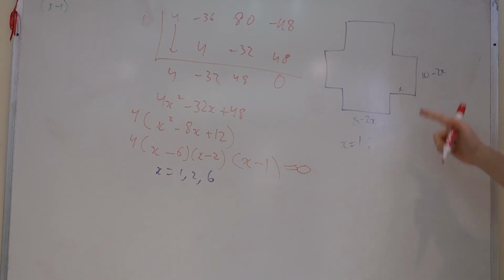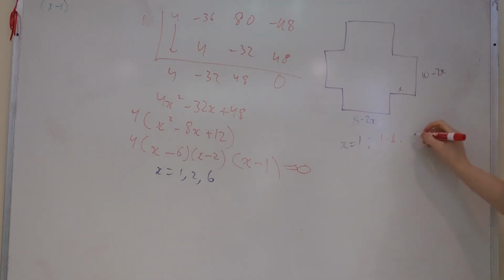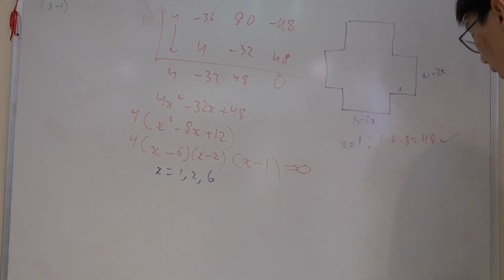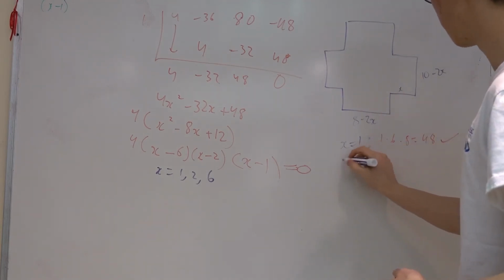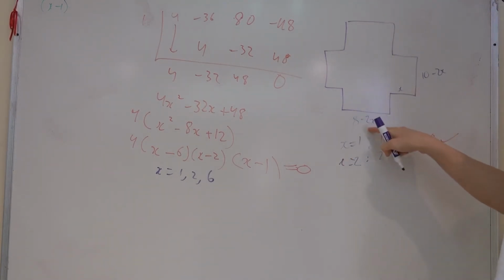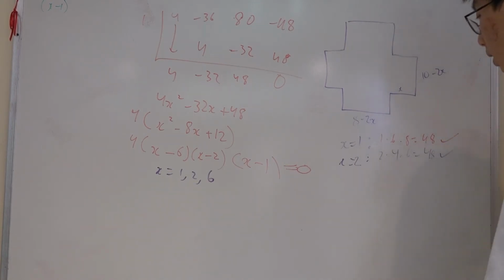If we do it like this, our dimensions are 1 by 8 minus 2, which is 6, by 10 minus 2, which is 8, which is 48. So we're good. x equals 1 works. What about x equals 2? If we try x equals 2, then we get 2 times 4 times 6, which is also 48. And that's also good. Now let's try x equals 6.